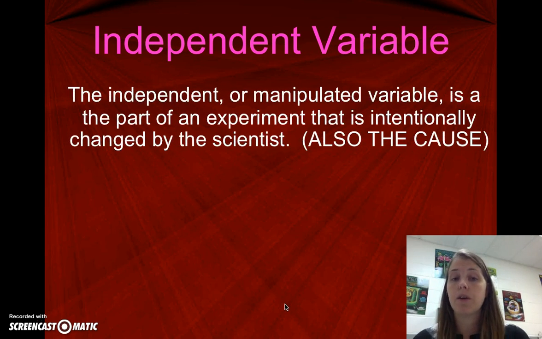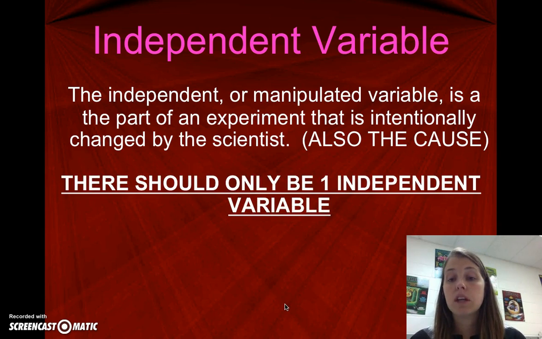So the independent variable, or manipulated variable, is the part of an experiment that is intentionally changed by the scientist. This is also considered to be the cause of whatever's happening, the cause. Okay? There should be only one independent variable per experiment. That's because if we change more than one thing, we're not going to be sure what is causing the effect that we're seeing. It could be multiple causes. If you have multiple causes, you won't be able to say, well, cause one did this, if you have several causes that all could have done this.